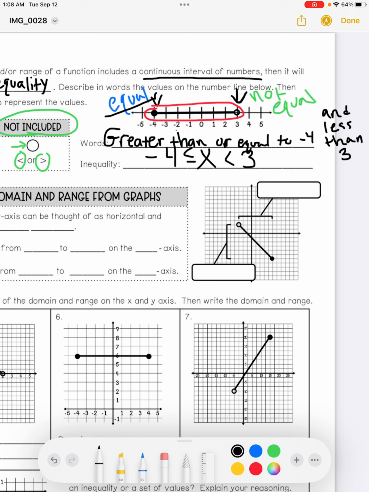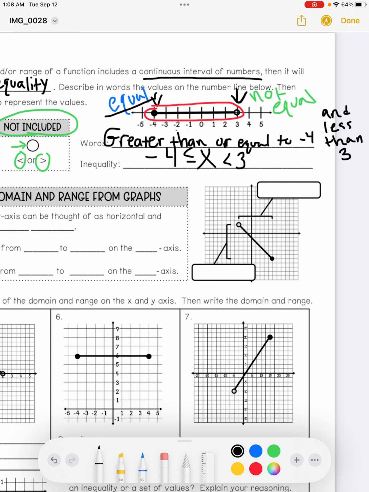If you're not sure how to use the symbols, the reason that I keep calling them the alligators is because the alligator always wants to eat the bigger number, right? It wants the bigger meal. So the mouth is opening to the bigger number. So if it's between x or 3, well, I have to be less than 3, right? So x is smaller than 3, so the alligator is going to open the mouth to 3, in case you need a reminder on that. And there you go.